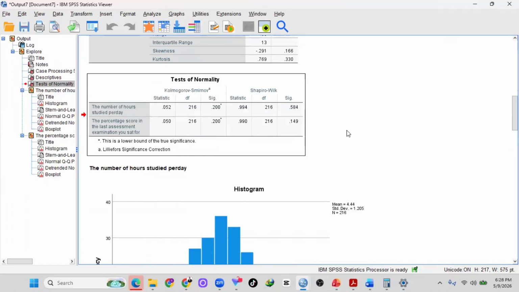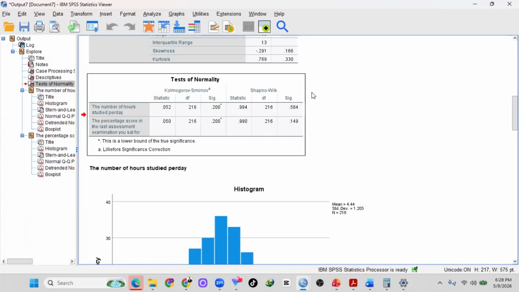So we have two tests of normality. We have the Kolmogorov and the Shapiro-Wilk test. What you are looking for as an analyst or as a researcher is the level of significance that is given to you by the test. If the significance level is above 0.05, then it means that that data is normally distributed, okay? If it is above 0.05, then we have normal distribution of that data.